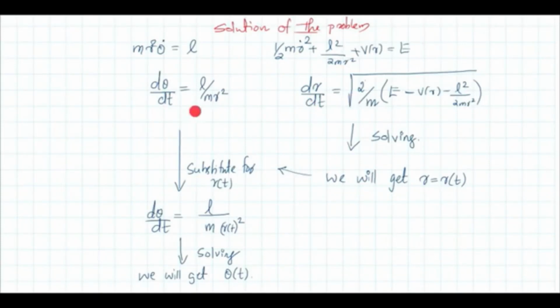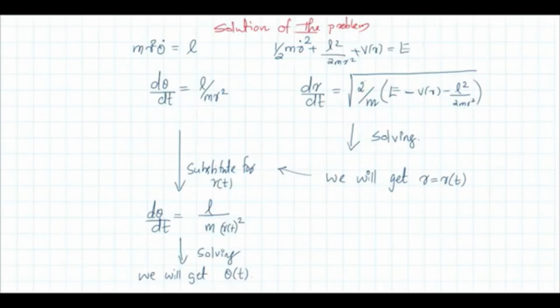In order to solve completely, you have to do one more integration. So d theta by dt, you can write it as L by m r of t whole square. This r is actually a function of t. Now you can take this dt to this side, and integrating you will get theta as a function of time.